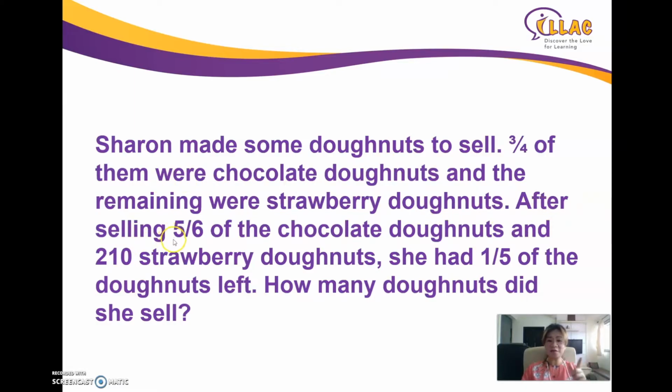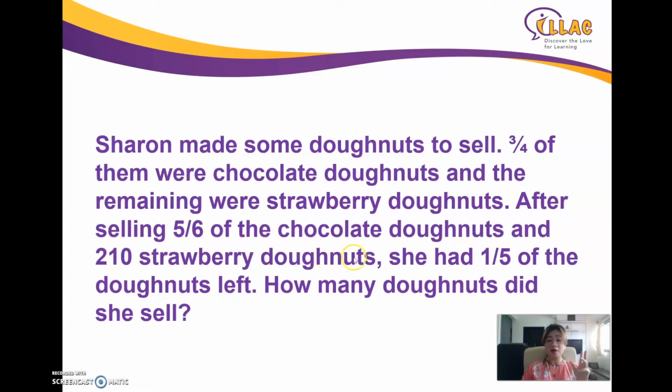So after selling 5/6 of the chocolate donuts, just now I had 3 parts of chocolate, now becomes 6 parts altogether. That's simple, just times 2, right? Okay, very simple. Some of you might want to use the branching method. Easy to use that as well, but over here I will teach you how to use the T model to make everything very clear. And 210 strawberry donuts. Okay, strawberry donuts is that 1/4 just now.